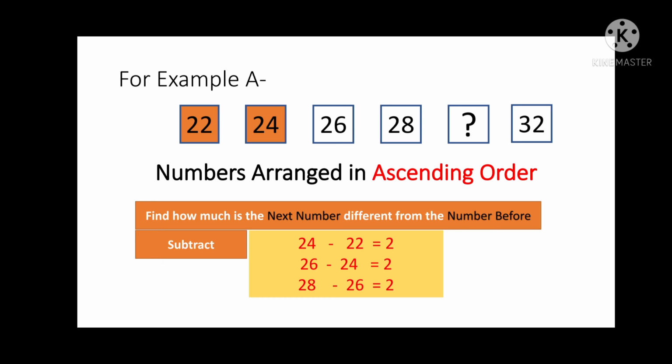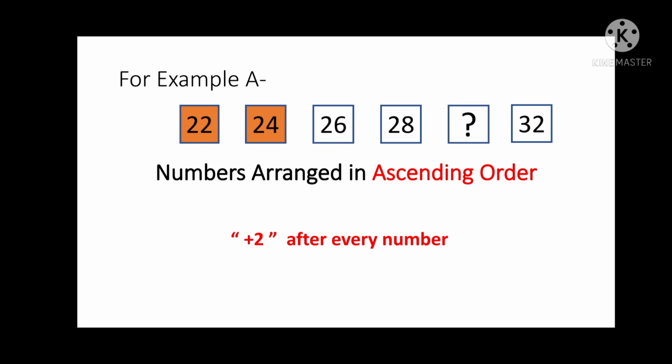26 minus 24 is 2. 28 minus 26 is 2. Here something is happening again and again. There is plus 2 after every number. That's what it's repeating. Plus 2, plus 2, plus 2. So now we can crack the code.